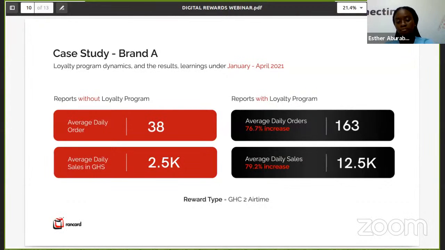So at the end of the campaign, they had gained more, covered the cost they spent on the campaign, and also achieved the aim, which was to drive more traffic to their digital platform.